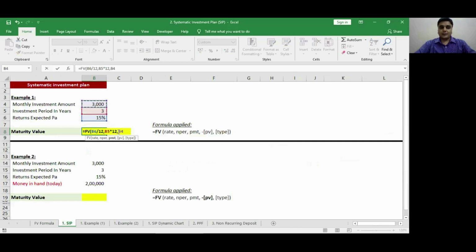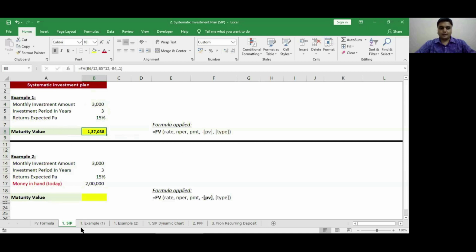Now since ये मेरा cash outflow है, I will always affix cash outflow with a negative sign. Again, I'll put a comma. Now it is asking me to input present value. There is no present value in this case, so I will simply add another comma. And type, it is always in the beginning of the period as we are doing the investment. I'll close the bracket and press enter. Now you can see, हर महीने जब मैं 3,000 rupees invest करूंगा for a period of 36 months, I will get a maturity value of 1,37,000.